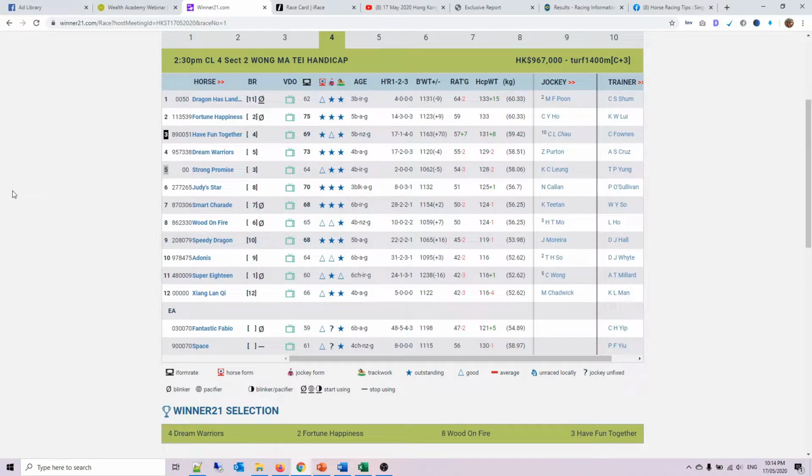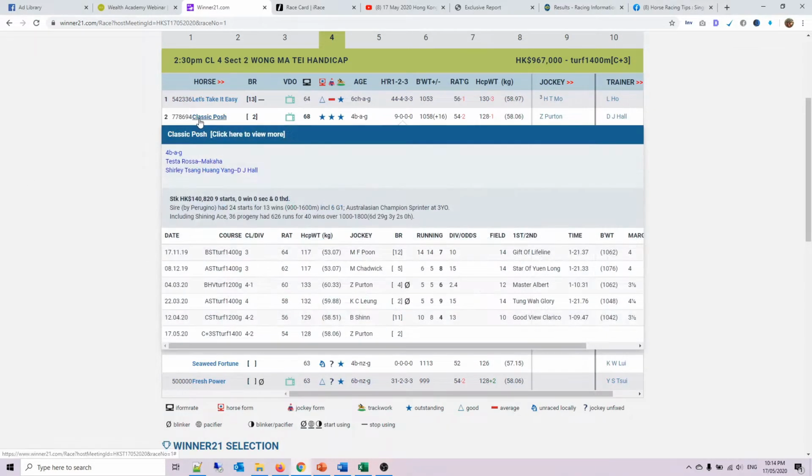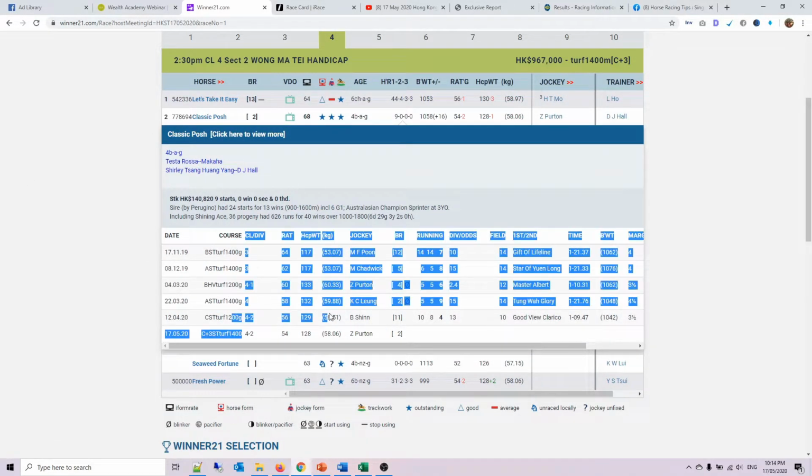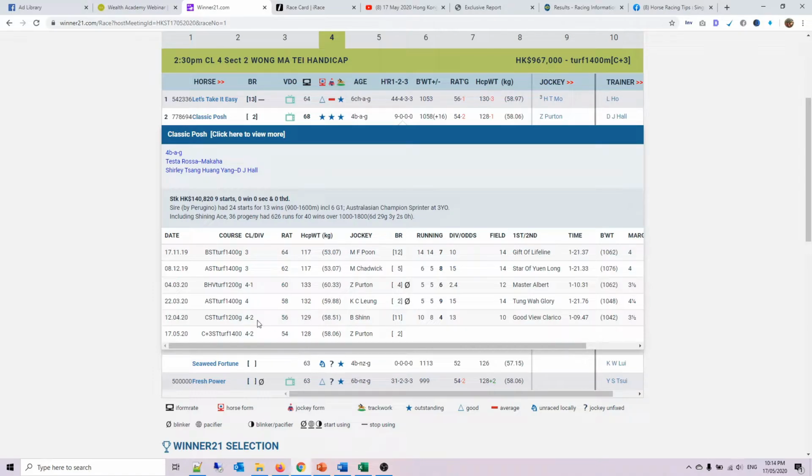If you look at my analysis, number 2 had a good run, and it has not won. So what I like is that it had a good run and has never won before, then I'll take note. The reason I picked this one: class dropping, a good run, and sectional time is all aligned.